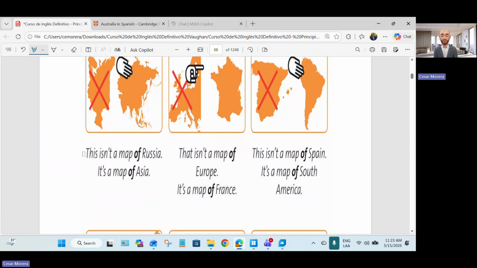Okay, let's go with the next couple of samples. This isn't a map of India. It's a map of Europe. That isn't a map of Great Britain. It's a map of Africa. This isn't a map of Germany. It's a map of India. So when we are using the contraction, there are two ways. You can say "that isn't" or "that's not". Those are the two options that we currently have.